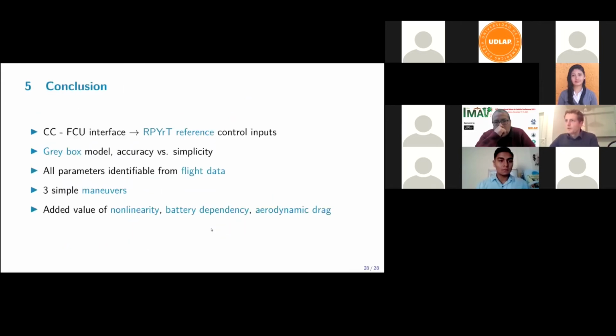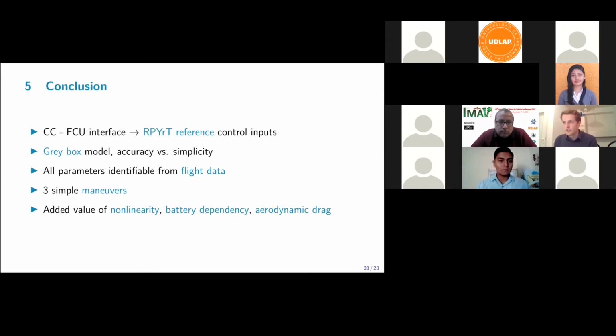So to conclude my presentation, we have a setup with a companion computer and the flight control unit that have an interface over which the companion computer can send roll, pitch, yaw rate, and throttle references. And to represent the behavior of this setup, we developed a gray box model that trades off accuracy versus simplicity. All parameters of this gray box model are identifiable from flight data alone using realistic outdoor sensors.